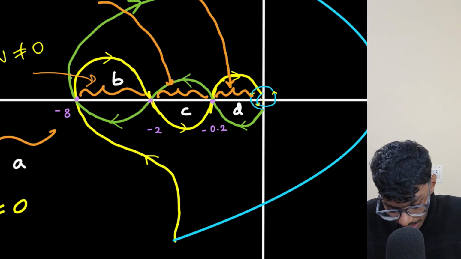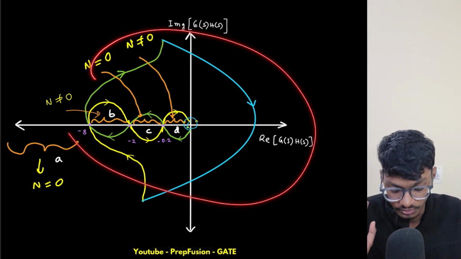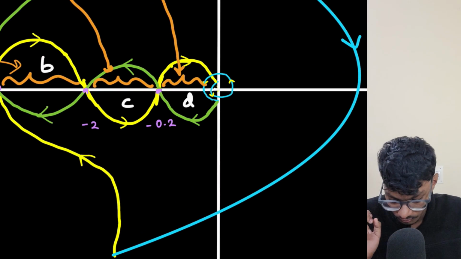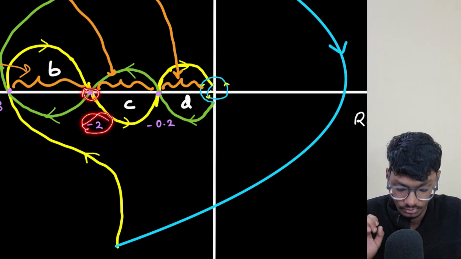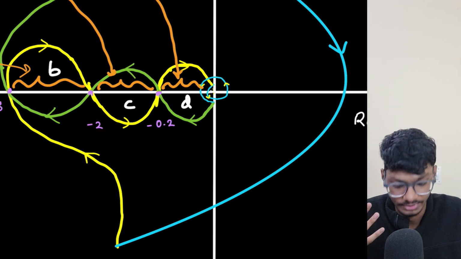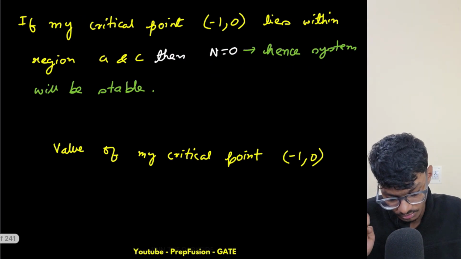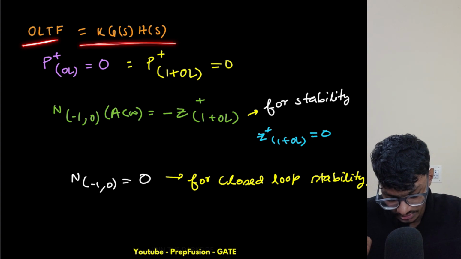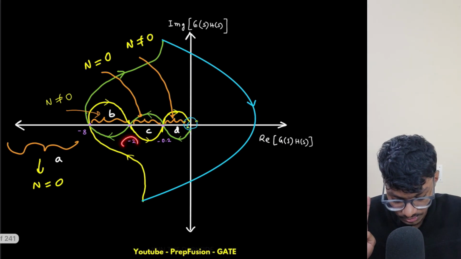So what do we observe? This is the plot of G(s)H(s). Now, what are the values here? This point has value minus 2. What does that mean? For that particular frequency, this point value is minus 2. Initially I mentioned my OLTF is kG(s)H(s). So if my k is 1, then this point is minus 2.